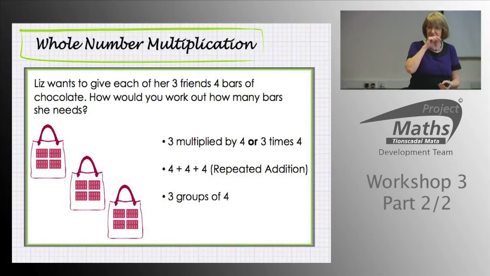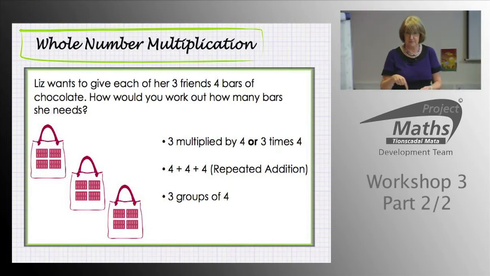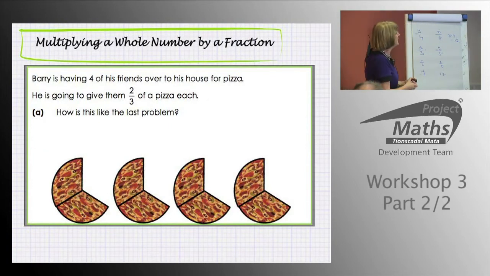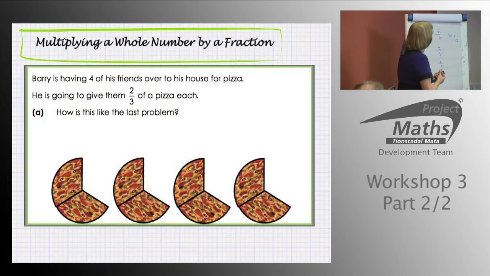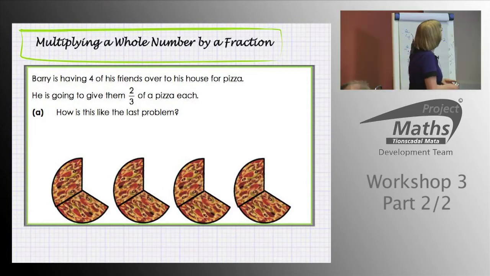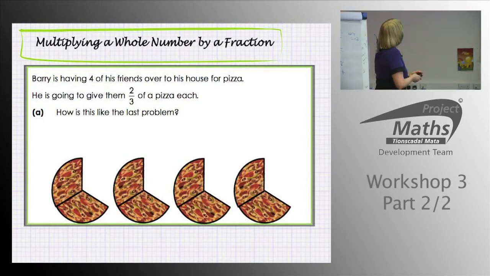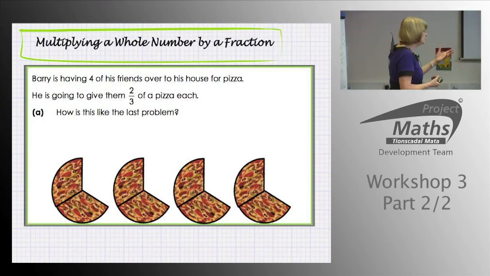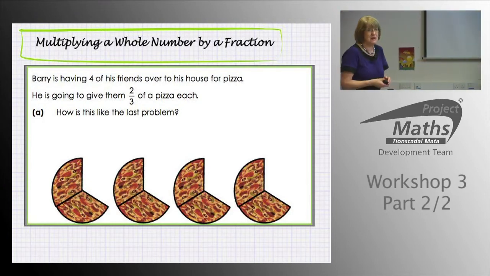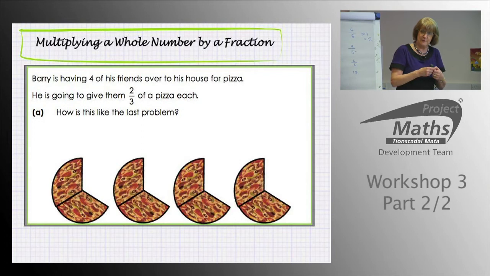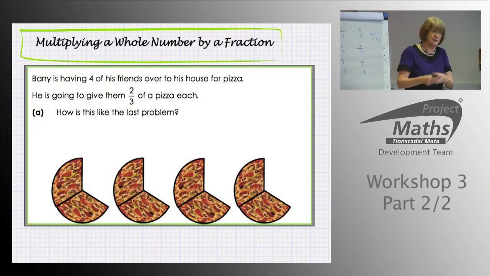Now we're going on to multiplication of a whole number by a fraction. So Barry is having 4 of his friends over to his house for pizza. You can see my colleague who designed these obviously has a liking for pizza. He's going to give them 2/3 of a pizza each. First of all, how is this like the last problem? You can do it like a repeated addition. You're sharing something between a group of friends. How is it different to the last one? It's a fraction we're giving out rather than a whole number.